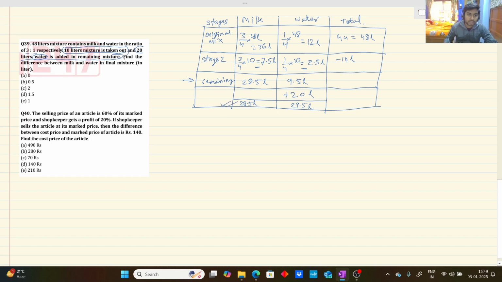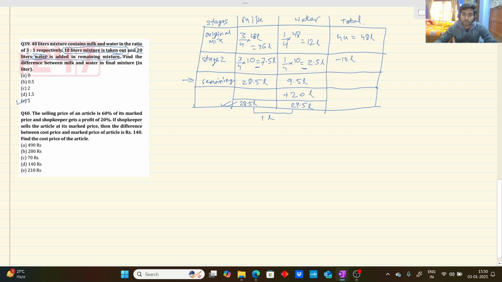Now what has been asked: find the difference between the milk and water in the final mixture. We can clearly see there is 1 liter more water in the final mixture, 28.5 and 29.5. Hence my difference is 1 liter of extra water, so 1 liter is my answer.